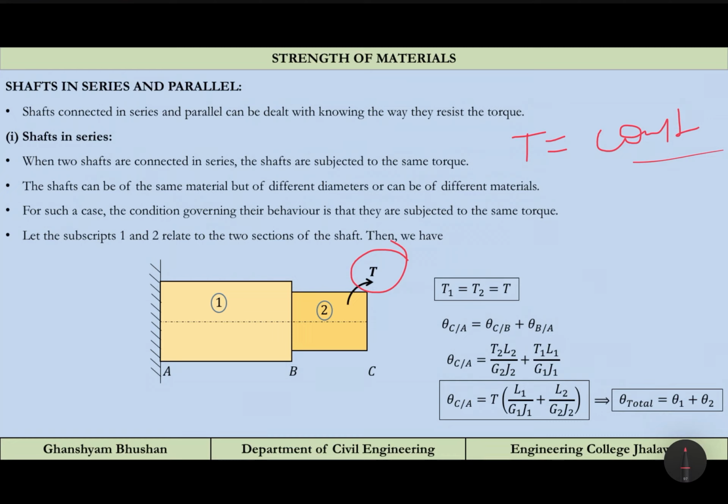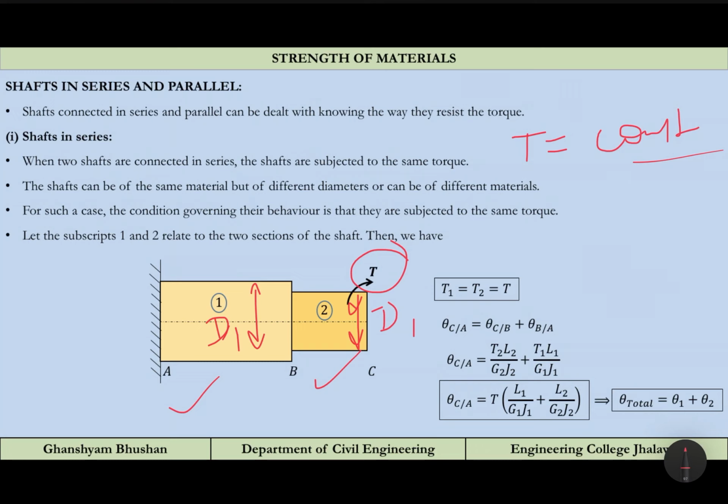The shafts can be of the same material but of different diameter, or can be of different materials. The diameter can be different, like you can see here, this is D1 and this is D2. So the diameters are different, and material 1 and material 2 are also different. For such a case, the condition governing their behavior is that they are subjected to the same torque. If the torque registered by both is the same, then they will be in series connection.